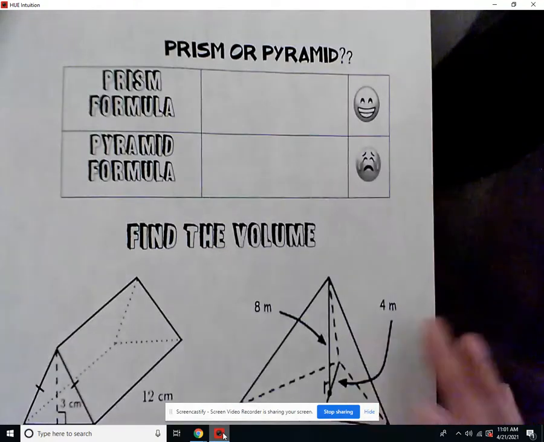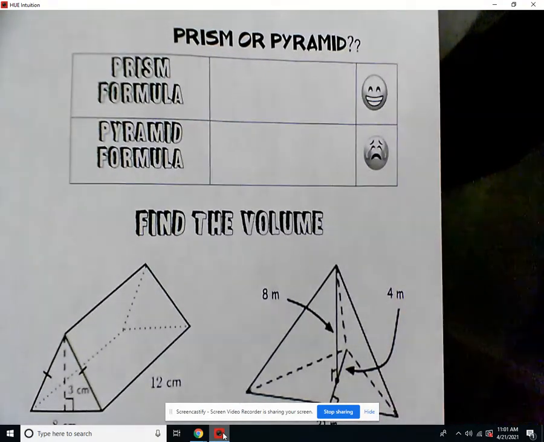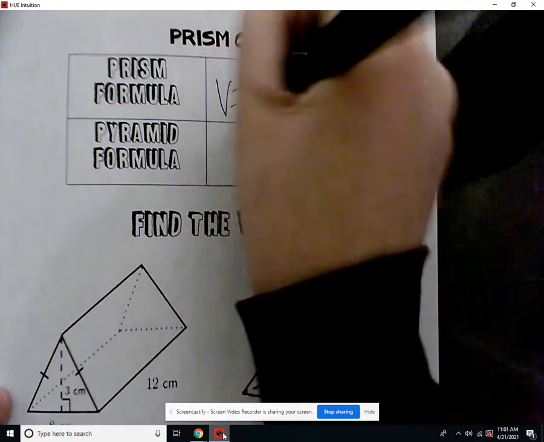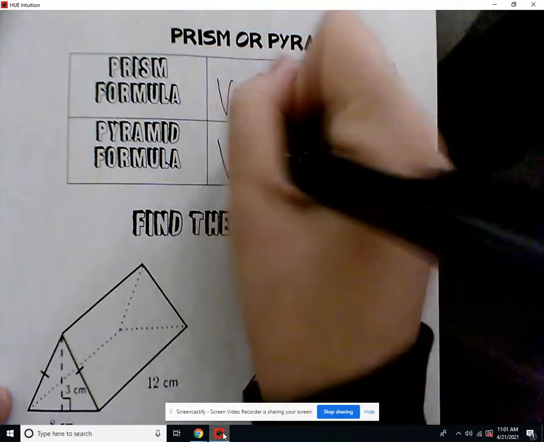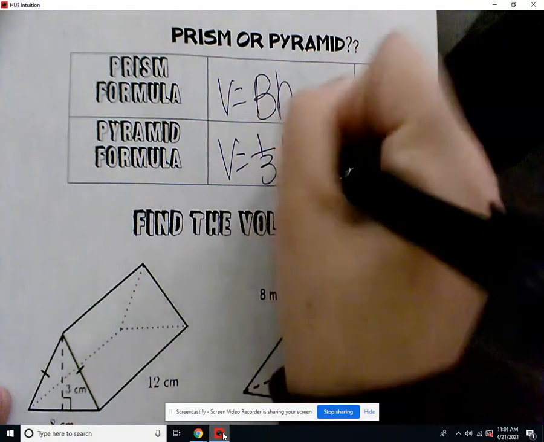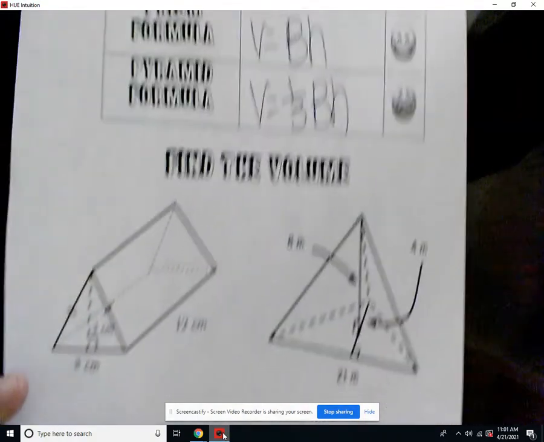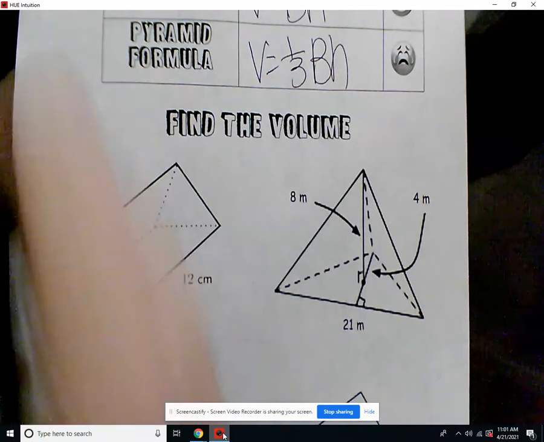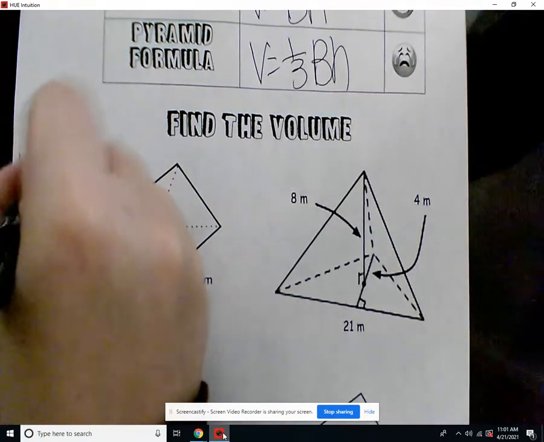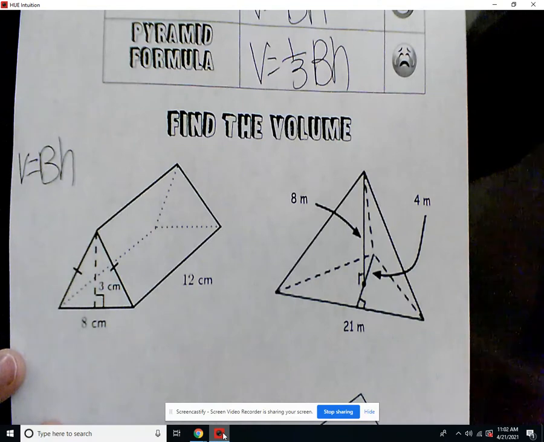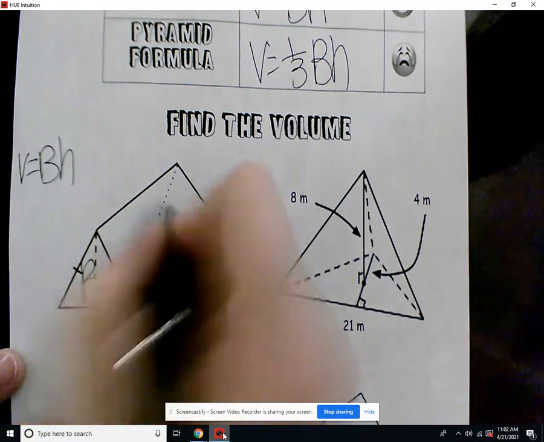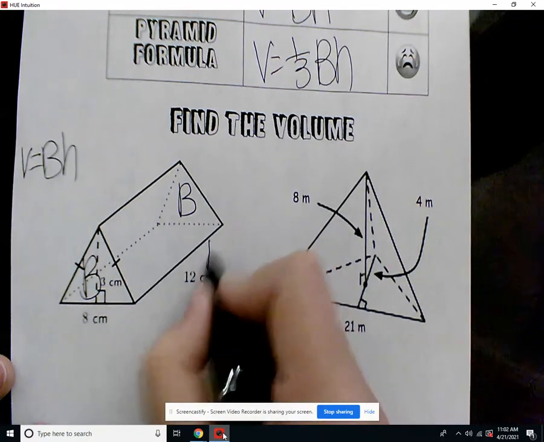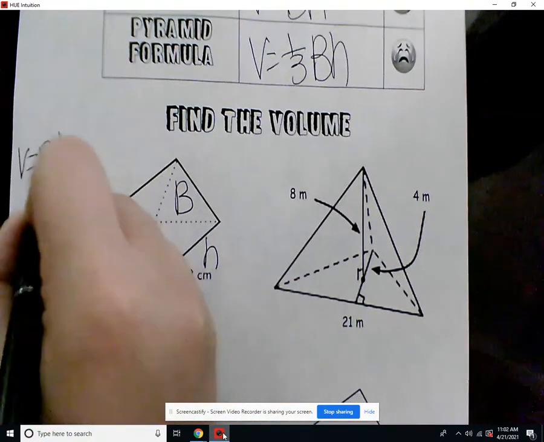All right, so now we're going to look at solving some prisms, volume of prisms and pyramids. So our prism formula is V equals BH, pyramid formula 1/3 BH. Okay, so first we're going to start off with this one. This is a prism, so we're using our prism formula, V equals BH. We're going to find our base first. So if your number is not on your base, that's going to be your height. So our height is 12.